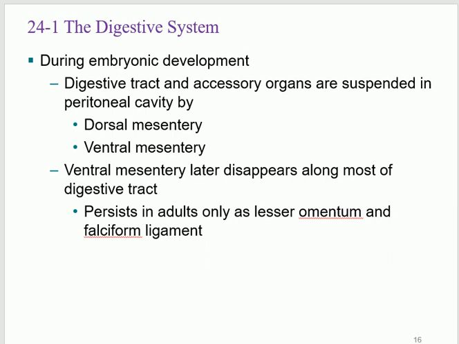So what's suspending the liver, I mean the digestive system, in place? The mesentery. Part of it is in the back, dorsal, and part of it in the front. That's called the ventral.